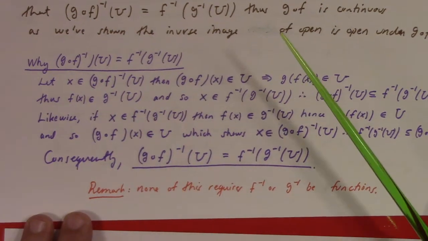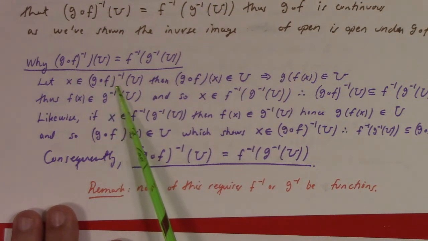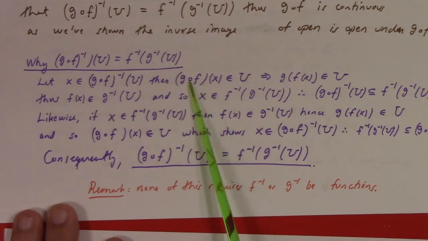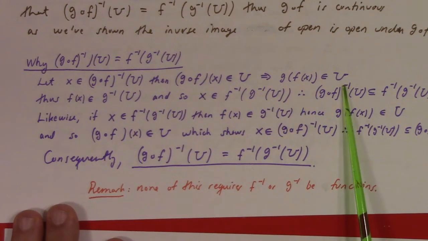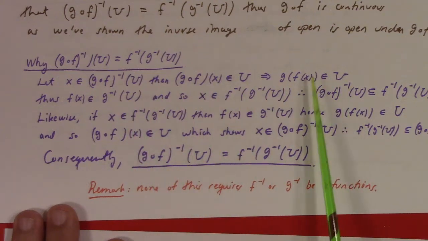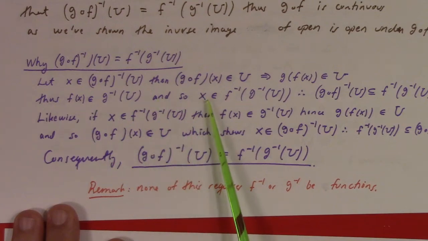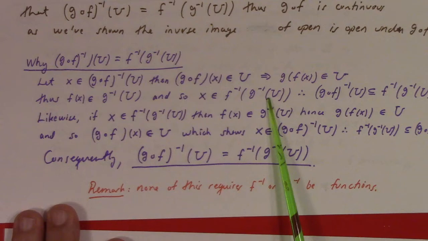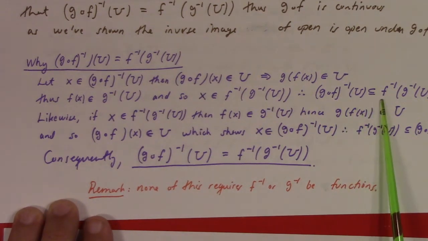All right, so let x be an element of the inverse image of g composed with f of U. That means that g composed with f of x is in U, which means that g of f of x is in U. That means then that f of x is in the inverse image of U under g. And so x is actually an element of the inverse image under f of the inverse image under g of U. Therefore, we have that the inverse image of the composite is a subset of f inverse of g inverse of U.